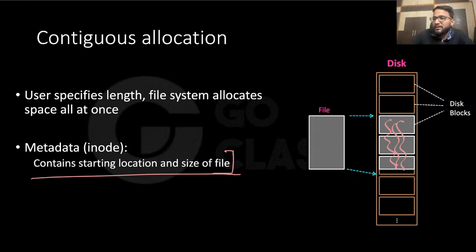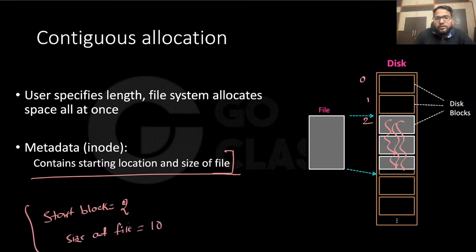So basically, let's suppose this is block number 0, this is block number 1, this is block number 2. It will say that the start block is 2, and the size of the file is, let's suppose, 10 blocks. So it will contain these two pieces of information.